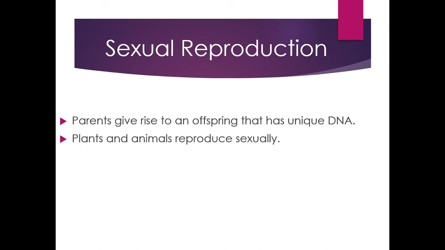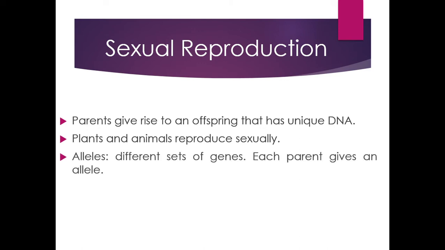Plants and animals reproduce sexually. Pretty much that means that you need a mother, a father, you need a sperm and an ova in order to recombine the cells and of course create a new organism. We have an interesting term to analyze, which is alleles. They are different sets of genes, and each parent gives an allele to the new generation. And of course, the results are way more variations.